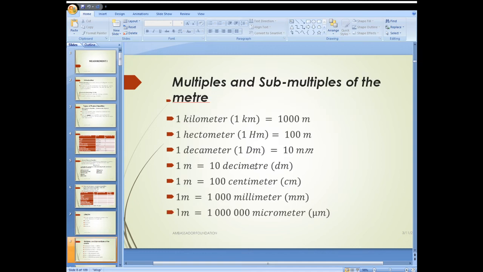So let's move on. Apart from saying that the SI unit of length is meters, we also have what we call the multiples and sub-multiples of the meter, because we are supposed to convert from meters to centimeters to kilometers and all those. This table summarizes it for you. 1 kilometer is 1,000 meters. 1 hectometer is 100 meters. 1 decameter is 10 meters. 1 meter is 10 decimeters. 1 meter is 100 centimeters. 1 meter is 1,000 millimeters. 1 meter is 1,000,000 micrometers.